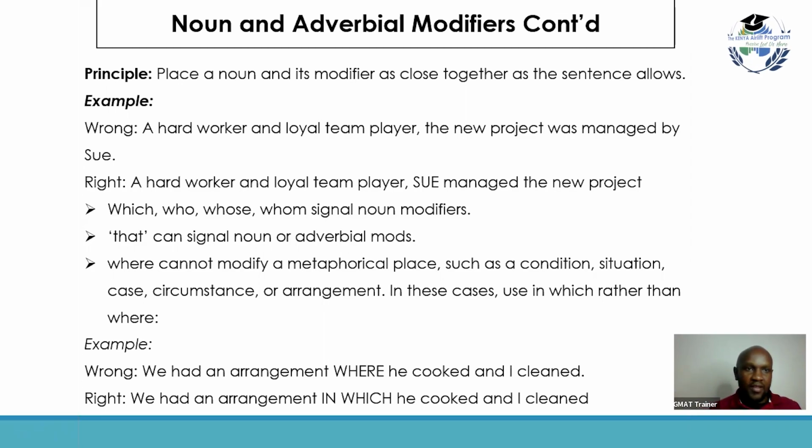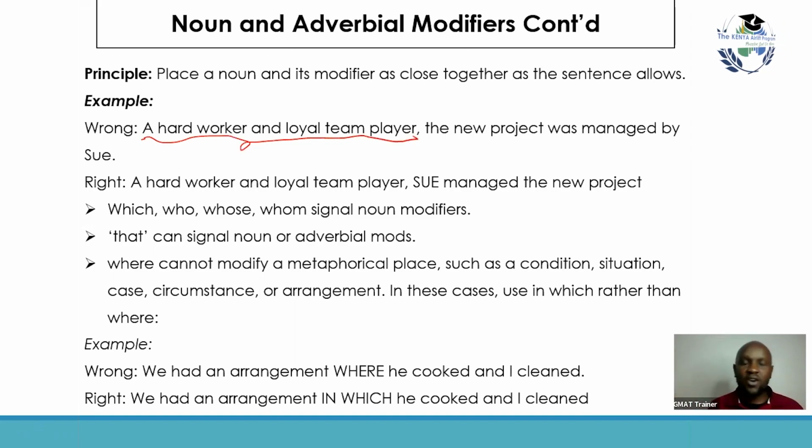So in this particular example, we see that principle in application. The sentence reads, "A hard worker and a loyal team player, the new project was managed by Sue." Essentially, this sentence is wrong because, as we said, the noun should be as close to the modifier as possible. Once you see a compound or complex sentence like this, your first question would be, where is the modifier? The modifier in this case would be the first part of this sentence, a hard worker and a loyal team player.